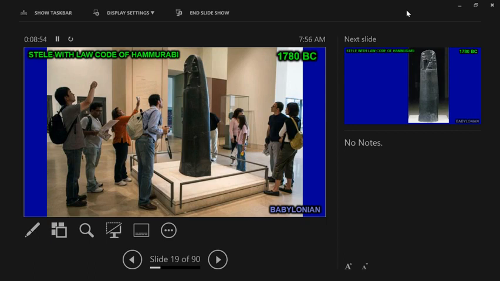All right, we're going to look at the stele with the law code of Hammurabi. Those of you that had WAP might have taken this, or did you have a world history yet? Okay, you start talking about this in your class? Yeah.